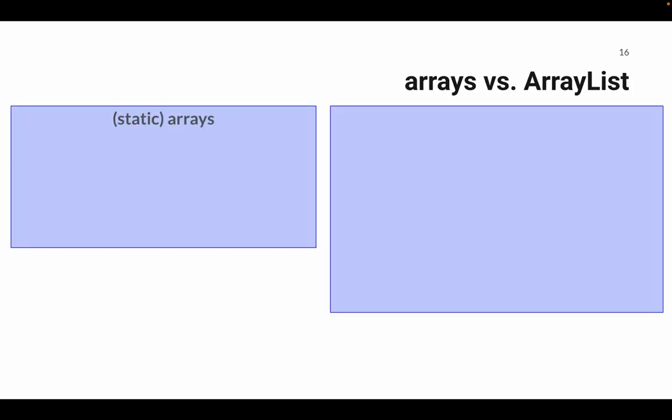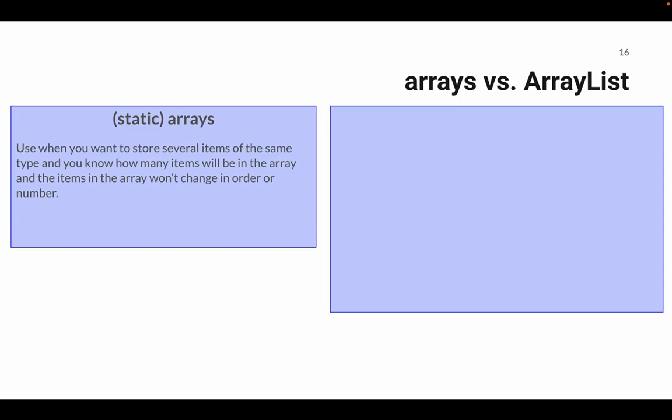So here we have arrays versus array list. We have our static arrays. We're going to use this when we want to store several items of the same type. So this is going back to that question, when do we want to use arrays and array lists? We're going to use this one when we want to store several items of the same type, and you know how many items will be in that list, and it's not going to change in the order or the number. So here we have a list of integer high scores.